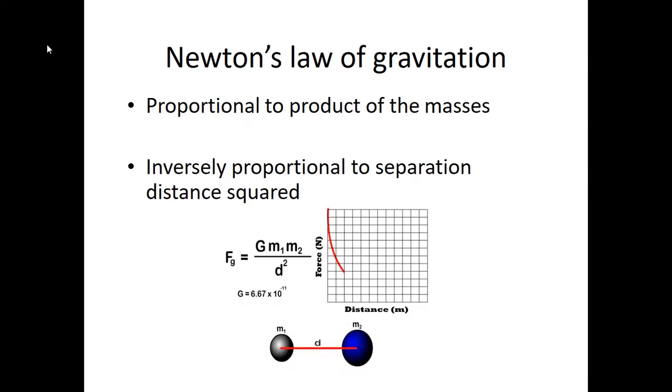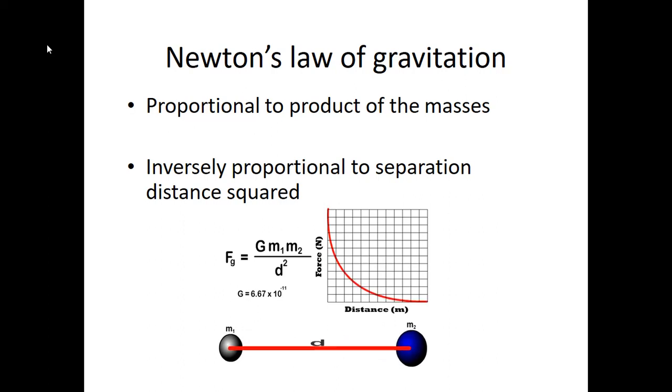Here's an example of how the distance squared works. If we look at our formula again, as these two masses get further apart, you can see that the distance squared is inversely proportional to the amount of force. So as the distance squared gets bigger, look how much smaller the force gets. This is also because it's squared. If it was not squared, it would be a straight line. But since this is an inverse square law, we get a parabolic shape to our graph.